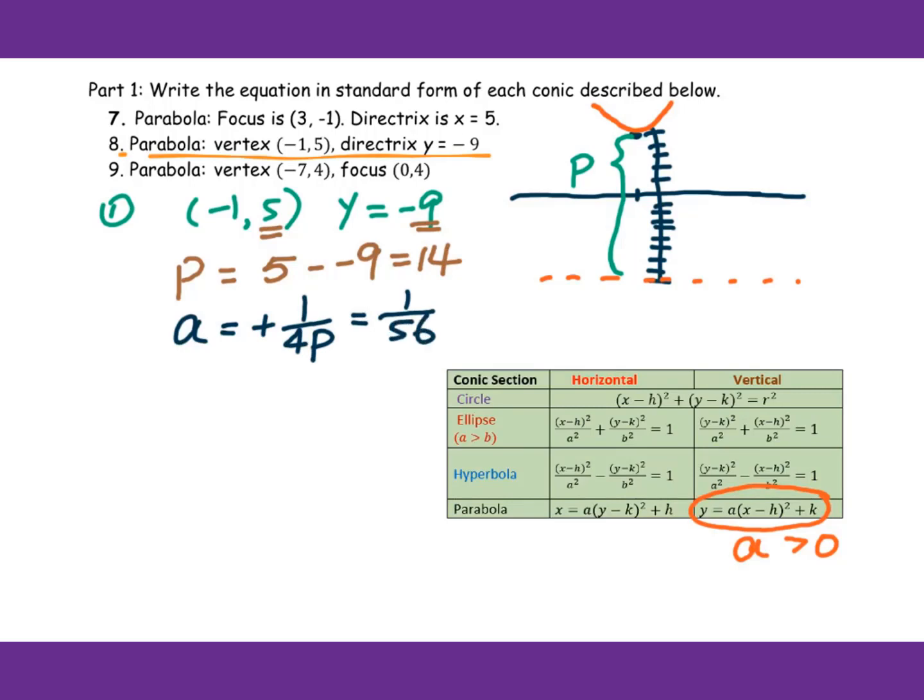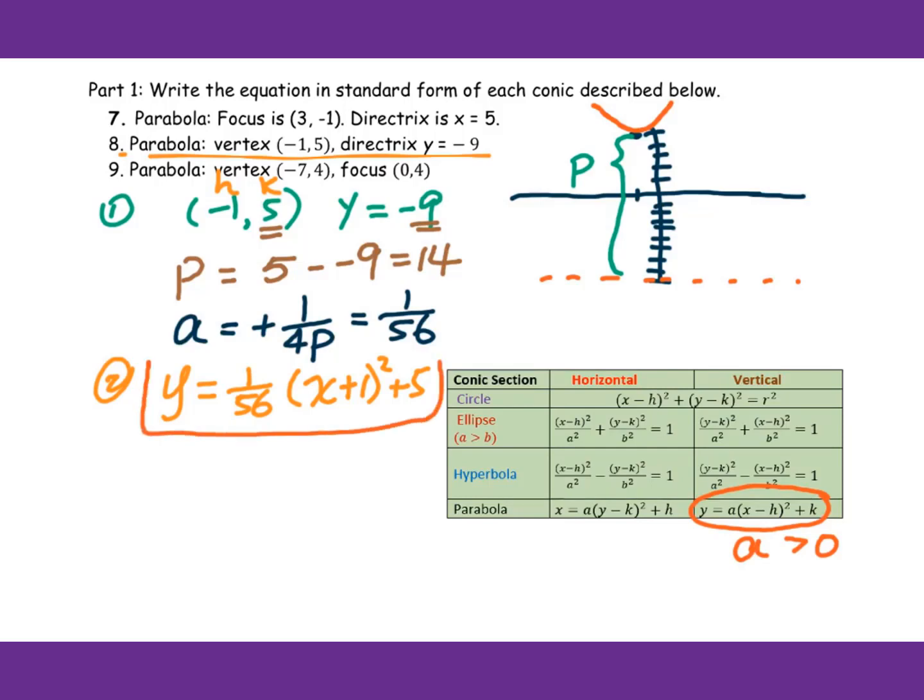Since you are given the vertex, this is (h, k). So we can write down the equation now. That will be y equals 1 over 56 (x plus 1) squared plus 5. This will be the equation of this parabola.